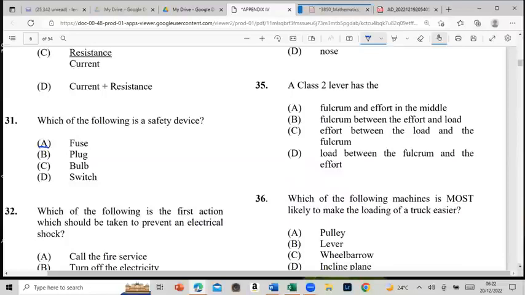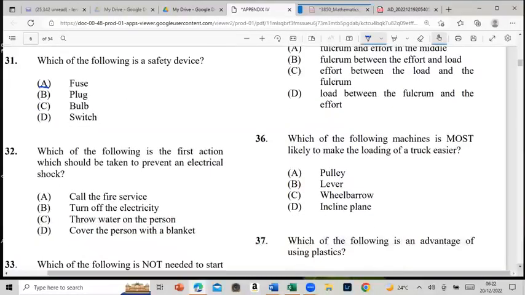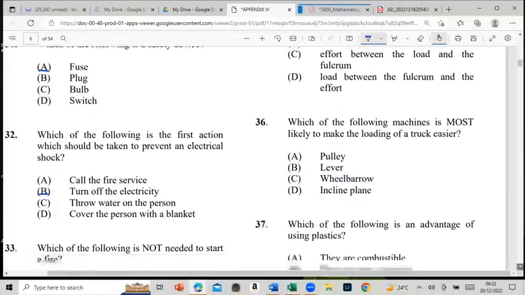32. Which of the following is the first action which should be taken to prevent an electrical shock? A. Call the fire service, B. Turn off the electricity, C. Throw water on the person, D. Cover the person with a blanket. First you want to turn off the electricity, right? Alright, let's go.